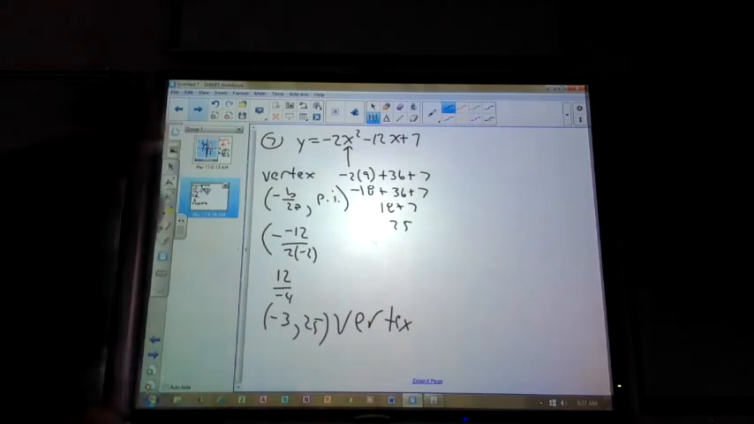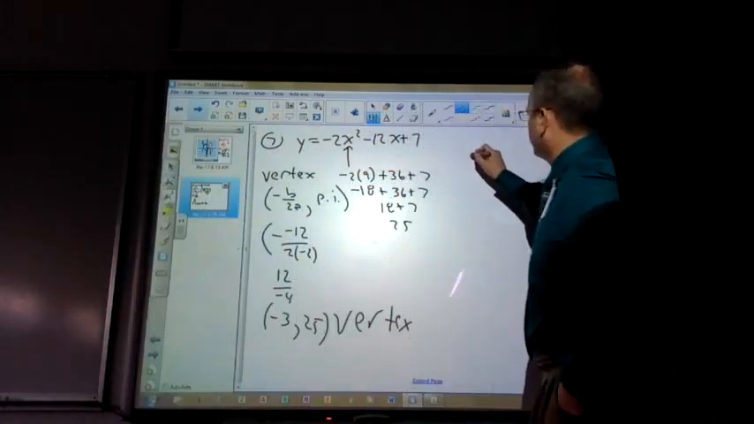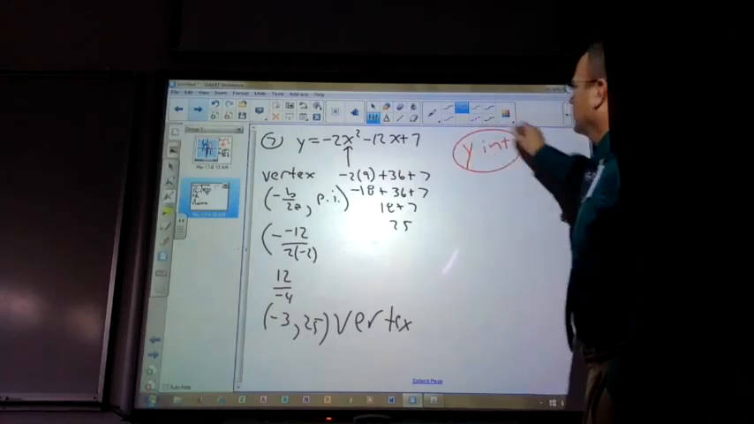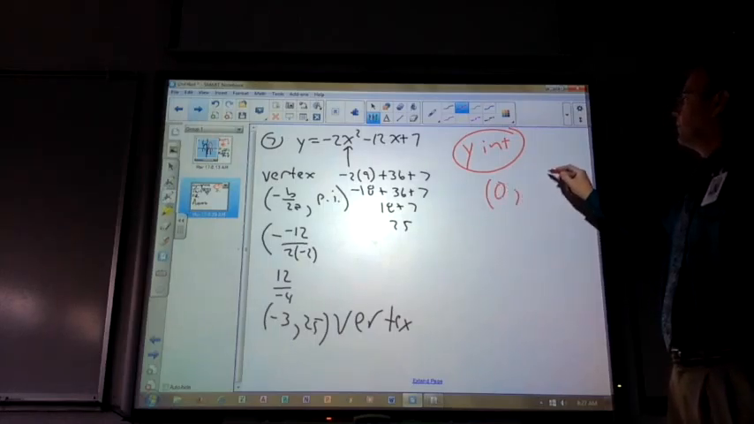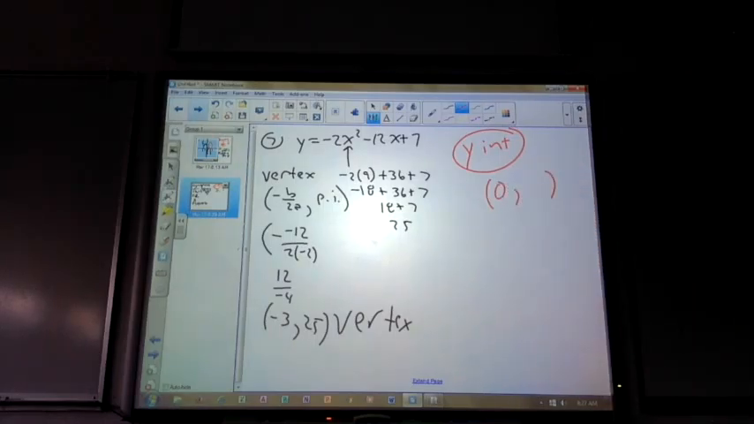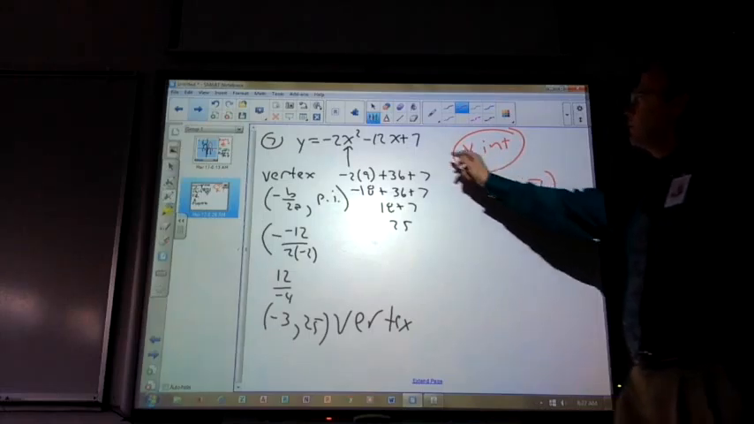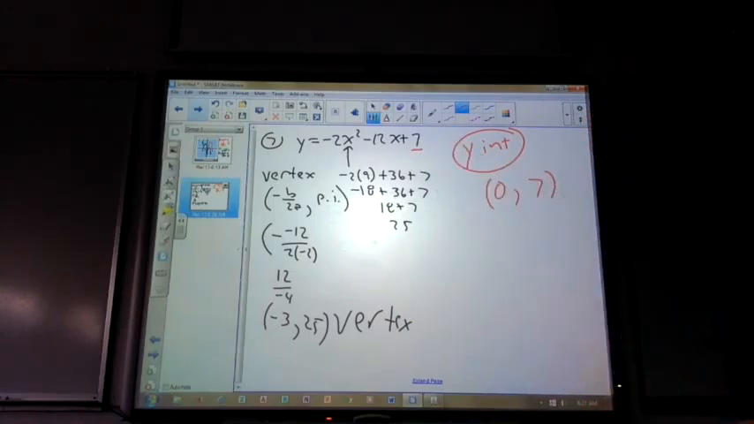The y-intercept. What is it? Tell me it is a point. It's 0, 7. So my c value tells you the y-intercept right away. Remember that?